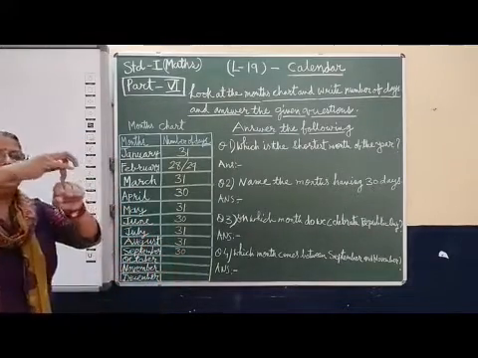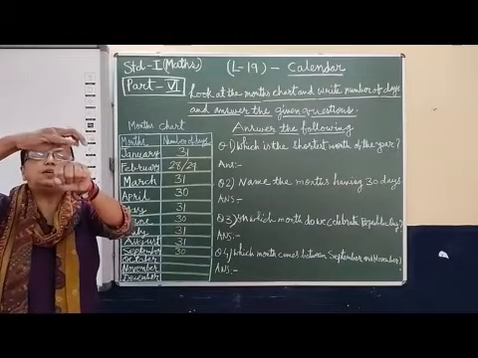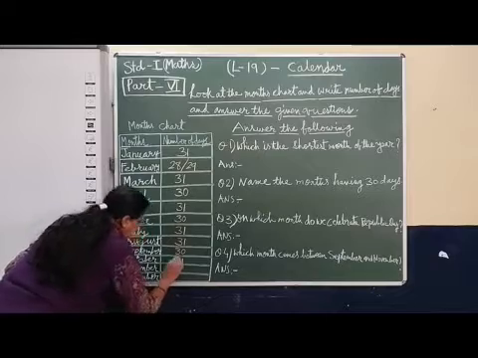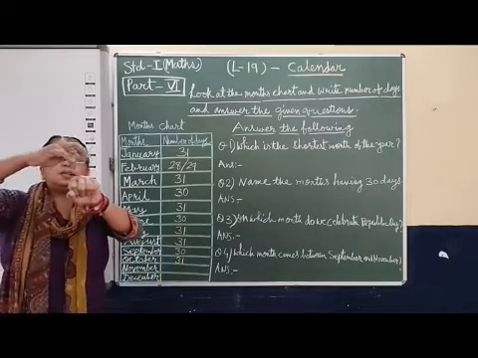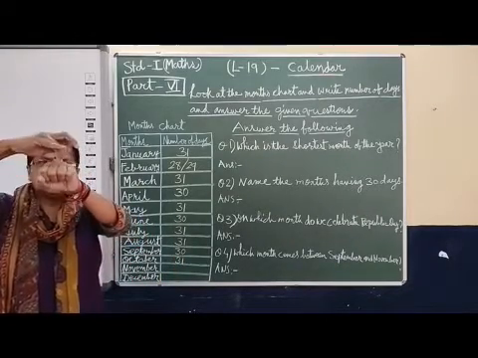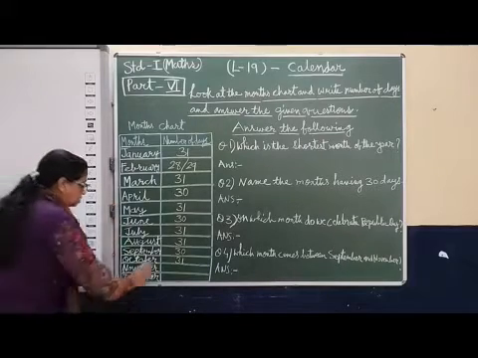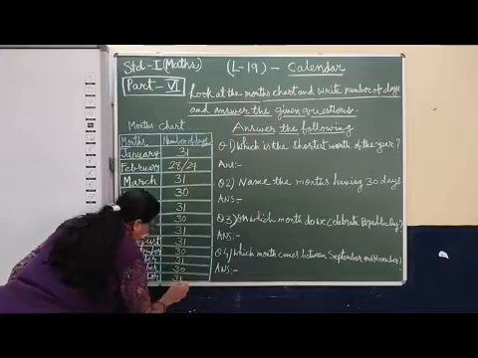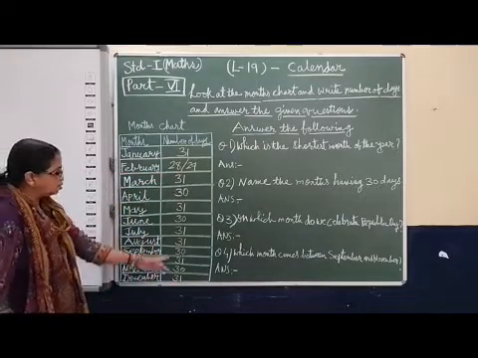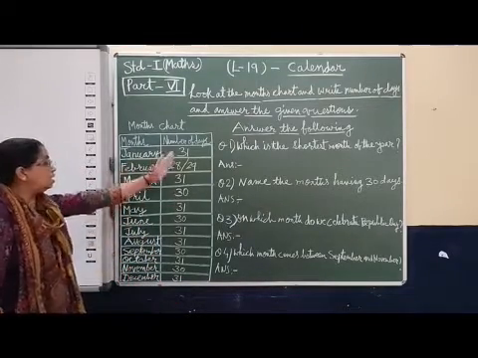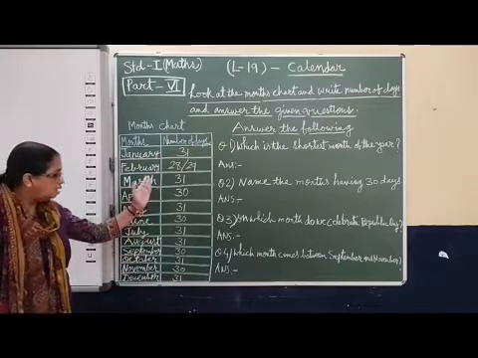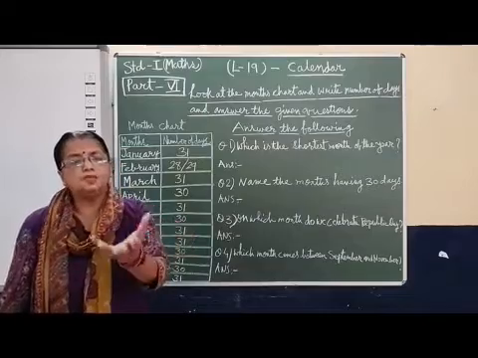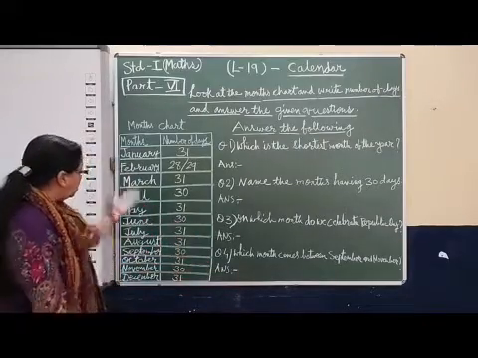Then here September, then October. October is 31 days. Then November is 30 and December is 31 days. So this way we have to find out the number of days in each month. As I showed you, if you follow these tips, you will get the quick answer how many number of days are there in each month.